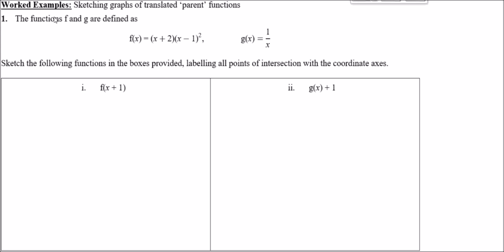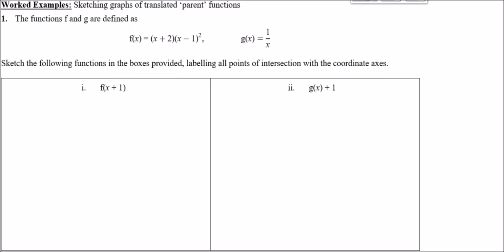And so for this question, question 1, part 1, we've got f of x, which is x plus 2, brackets x minus 1 all squared. So to work out what f of x plus 1 would look like, we don't need to worry about actually sketching out anything brand new. We just look at f of x and adapt.